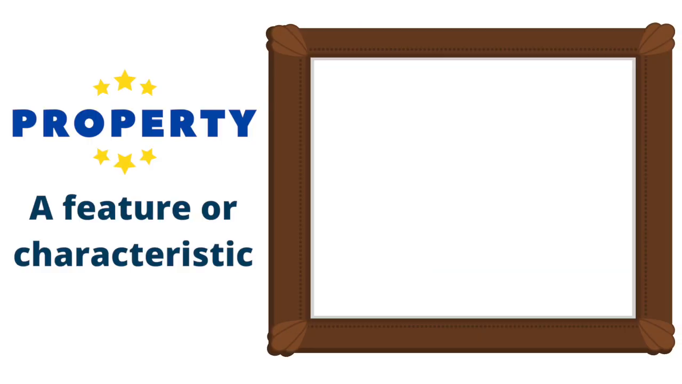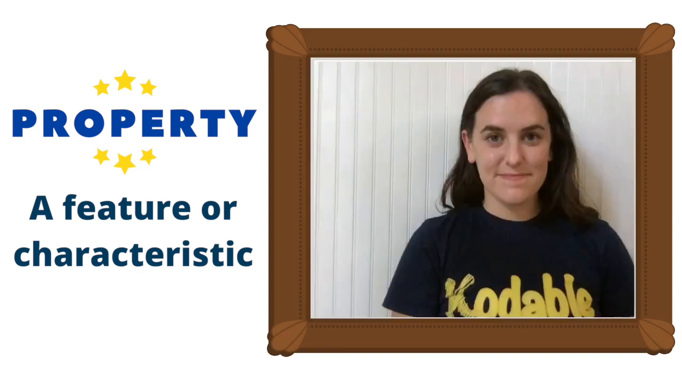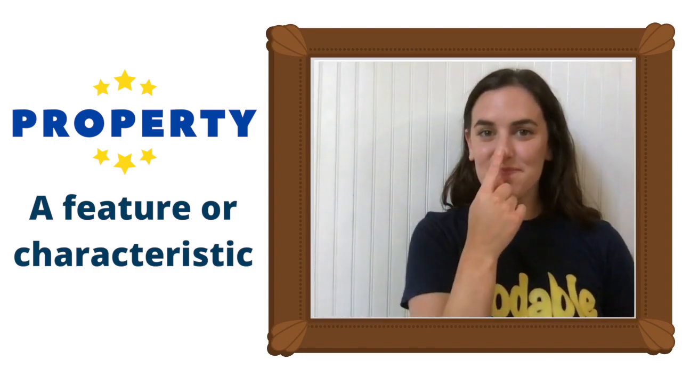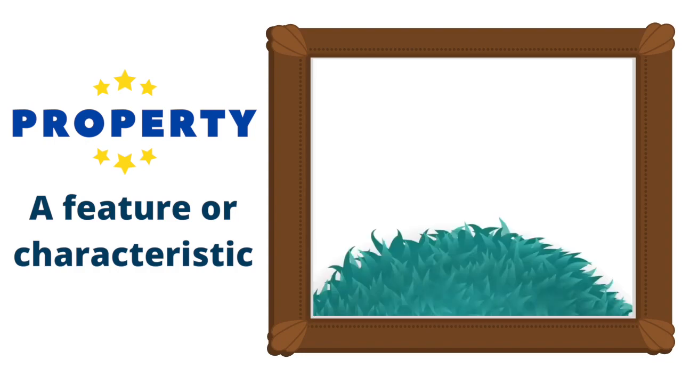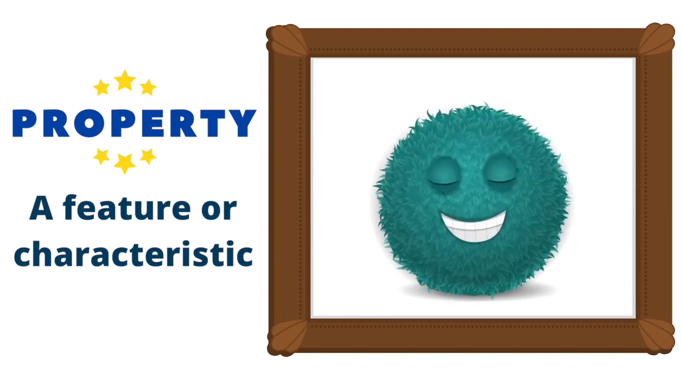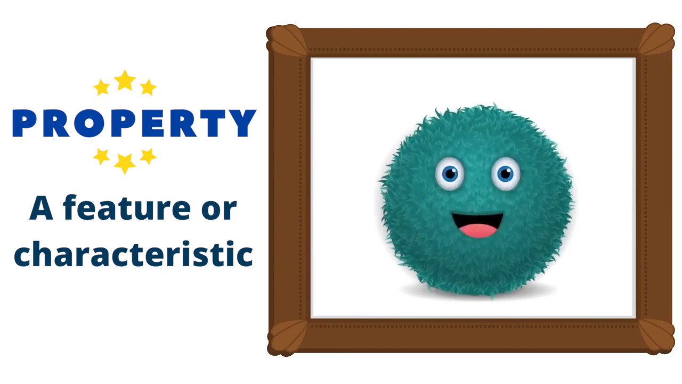A property is a feature or characteristic of an object. You have properties that make you human, like hands, ears, and a nose. Fuzzes have properties too. They have a body, eyes, and a mouth. Fuzzes have many properties in common.